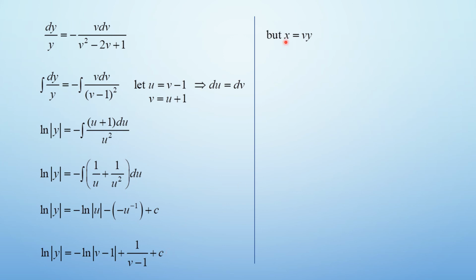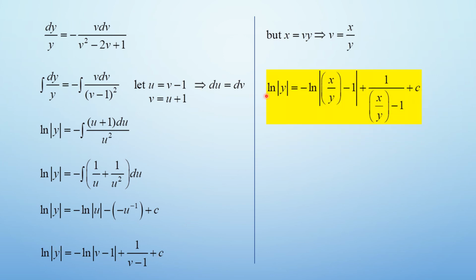But we know that x is equal to vy, which means that v is equal to x over y. So resubstitute v as x over y in this step of the solution. So we are getting the following form: ln of absolute y is equal to negative ln absolute value of x over y minus 1, plus 1 over x over y minus 1, plus a c. Okay, so this is the solution for the given homogeneous equation, which is expressed in implicit form.